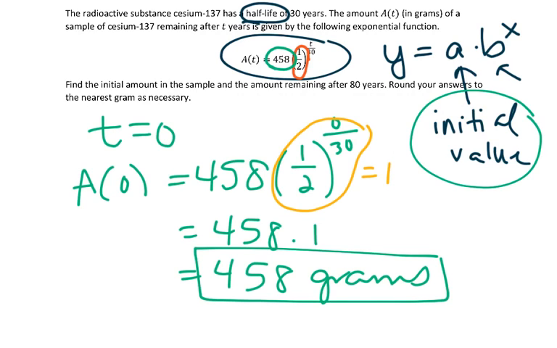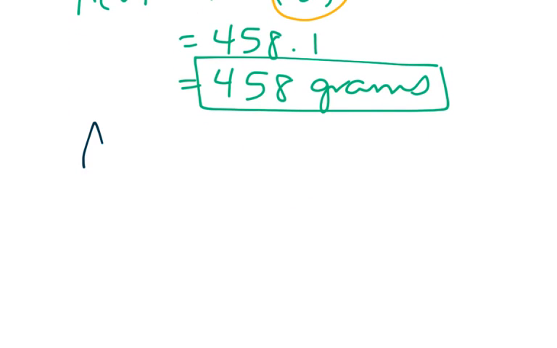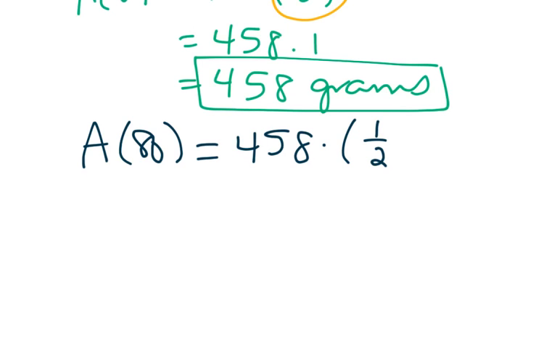But now the second part is saying find the amount remaining after 80 years. So in this equation, t represents your time. What I'm going to do now is substitute 80 in for this t. So I have A of 80, and remember, this is just notation, is 458 times 1/2 to the t over 30, so t is 80 over 30. On this side you don't do anything with that. That's just notation. That's just saying the amount in 80 years.